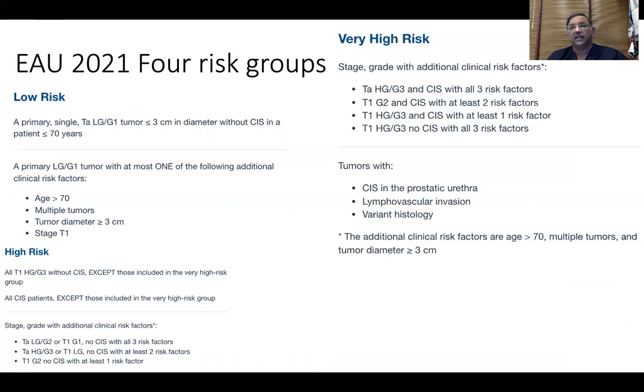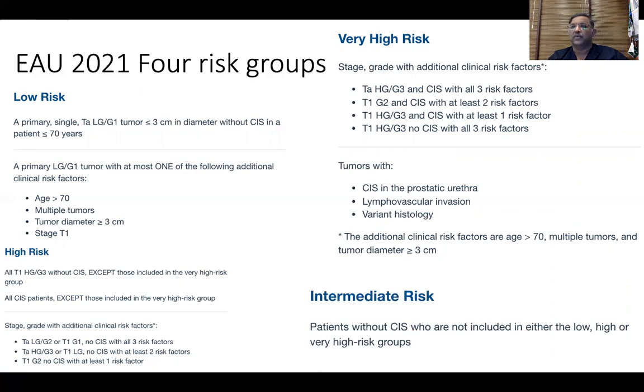So what are the very high risk patients? TA high grade, with CIS and all three other risk factors that we have talked about, T1 G2 with CIS with at least 2 risk factors, T1 high grade with CIS at least 1 risk factor, and so on. So presence of CIS is added as a risk factor in this and categorized into very high risk category. So patients with tumor in the prostatic urethra, lymphovascular invasion, and variant histology are now included in very high risk categories, and these patients should be treated differently from high risk category.